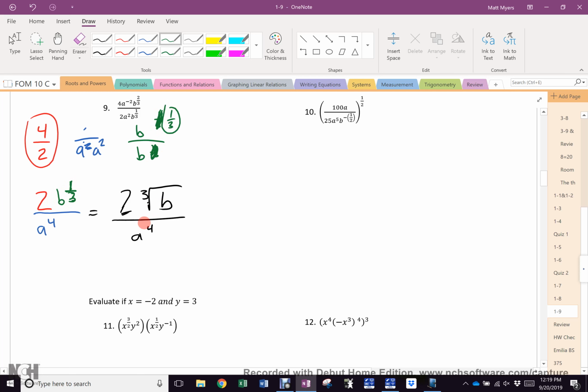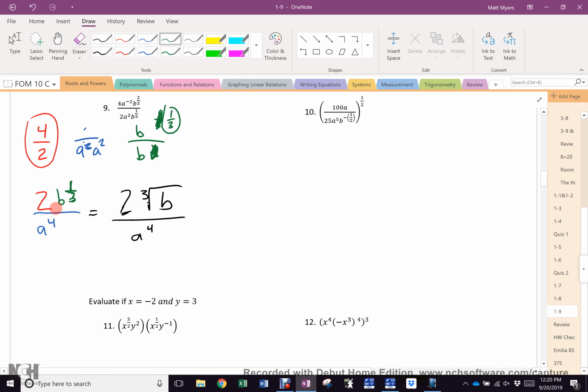What if in the instructions I say, write it as a radical? Does this get you 4 out of 4? No, that gets you 3 out of 4. This gets you 4 out of 4. What if I said, write it in a power form or in exponential form? Does this get you 4 out of 4? Does this? Yes. Does everybody understand?